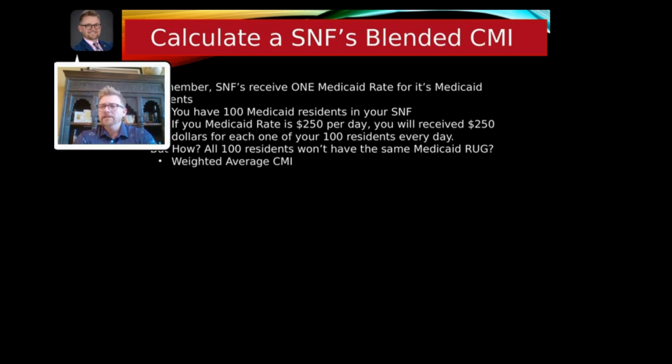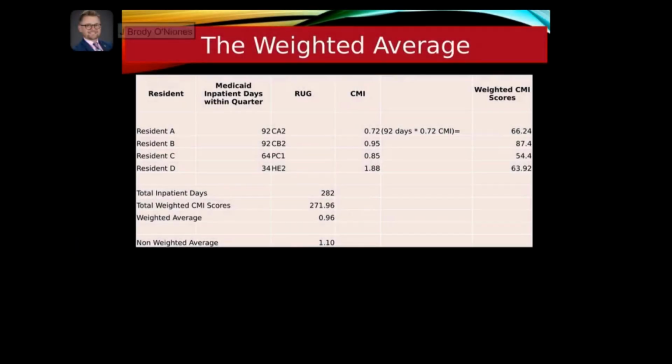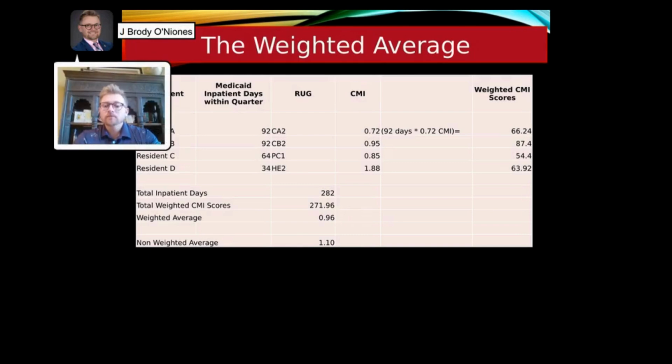Well, the CMI is blended together utilizing a weighted average. It's pretty complex, but for the purpose of this class, we need to look at how they calculate a weighted average to get to a blended CMI. All right, so, the weighted average. In our example, we had 100 residents in our nursing home. Let's say we have 48 different CMI scores. How do we get to a blended CMI that will impact our rate?